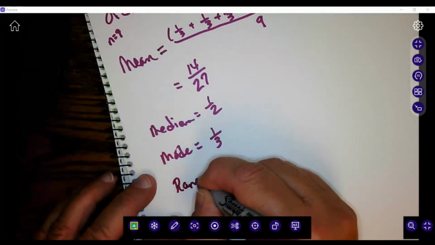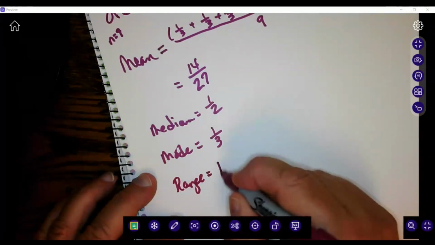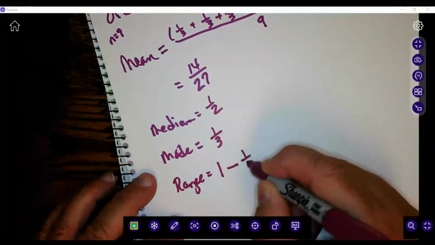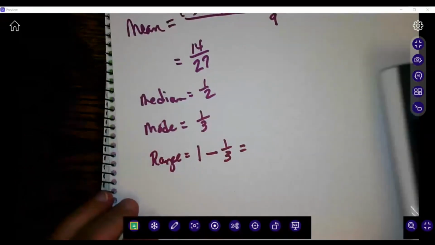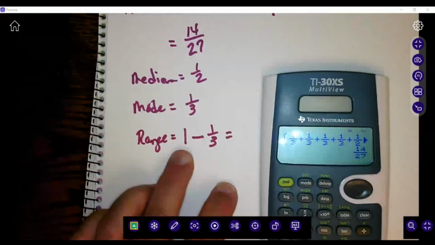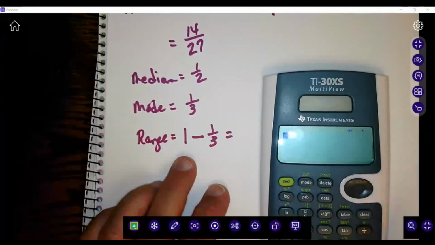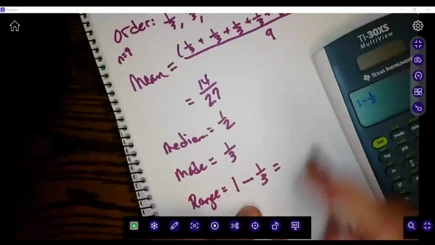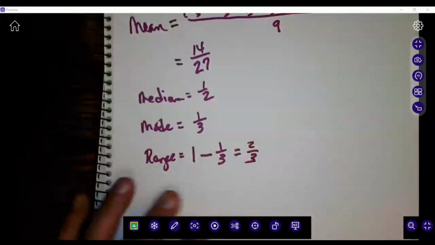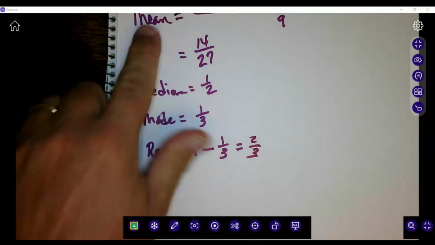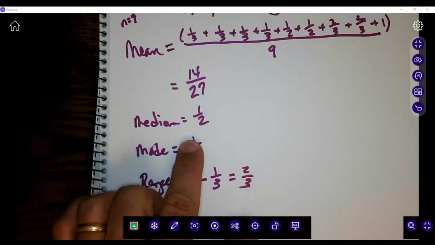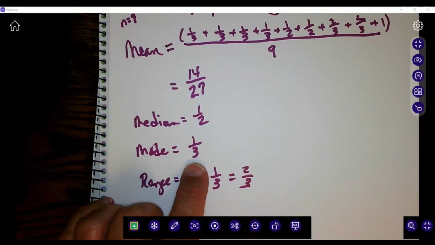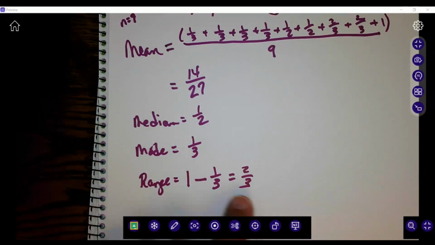The range is the highest number minus the lowest number. Now, if you can do that in your head, that'd be great. It's 2/3 because 1 is 3/3. But if you needed to do it on your calculator, 1 minus fraction 1/3, enter, we get 2/3. Mean 14/27, median 1/2, mode 1/3, range 2/3.